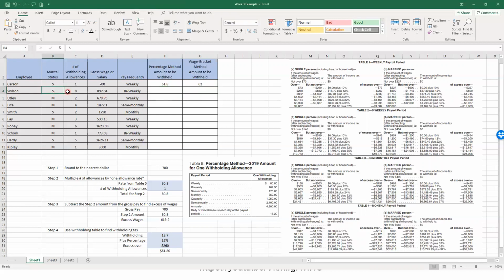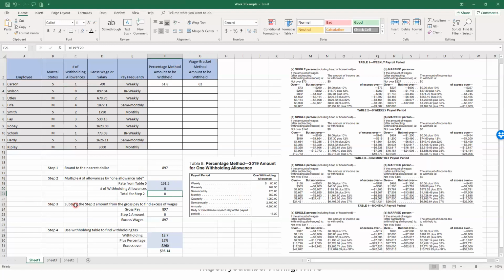Wilson is single, zero. He's paid biweekly, and that's his gross amount. So let's come down here to our table, and we'll fill out our table. We're going to round to the nearest dollar, so he's going to be $897. Then for the number of allowances, we look over here, he's paid biweekly, so his allowance is $161.50 per one he's claimed. He's claiming 0 allowances, so we'll put a 0 in there, and you can see our total for step 2 is going to be 0 then.